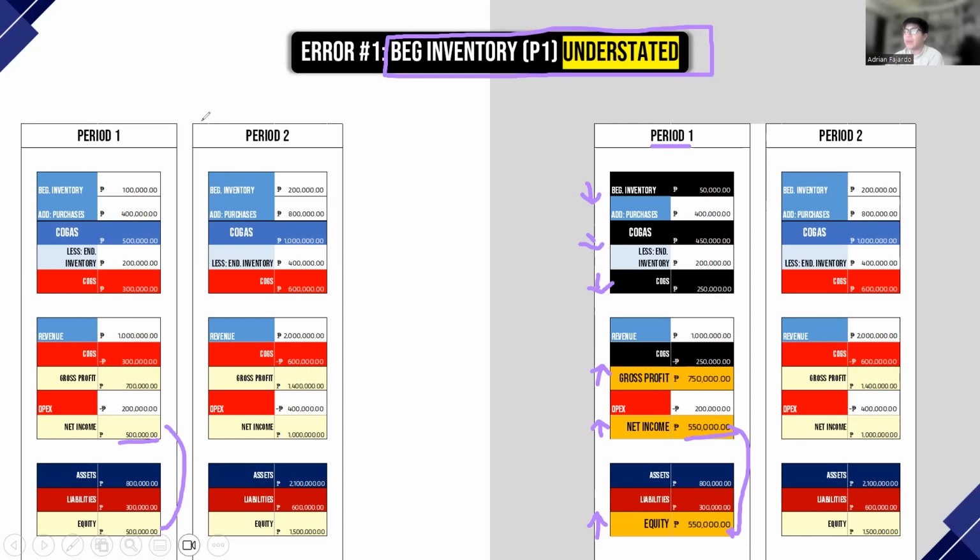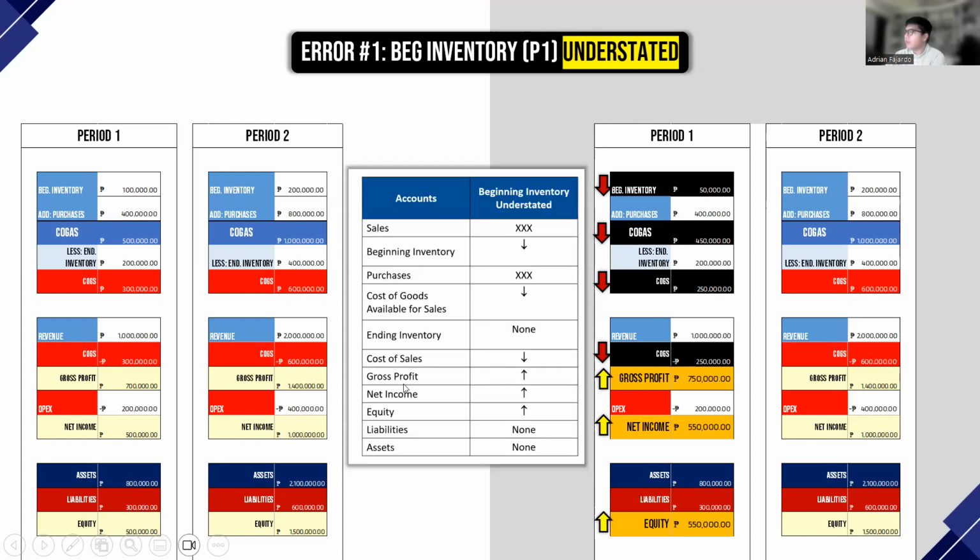In summary, ito yung mangyayari. Understated yung beginning inventory mo. Naging understated tuloy si COGS. Dahil understated si COGS, understated yung COGS na sinusubtract mo from 1 million. Dapat 1 million minus 300,000, ngayon, 1 million minus 250. Therefore, tumaas si gross profit, tumaas si net income, and tumaas si equity. And therefore, this is your first effect.